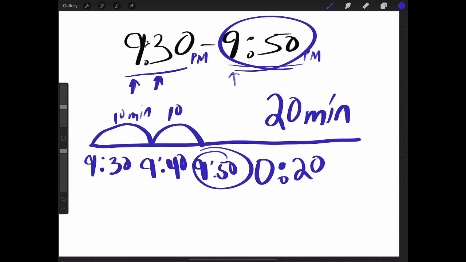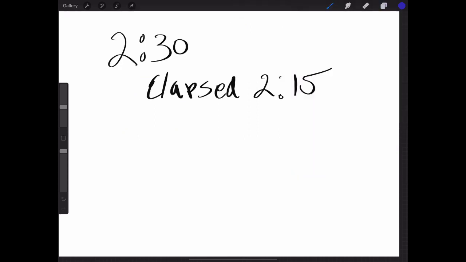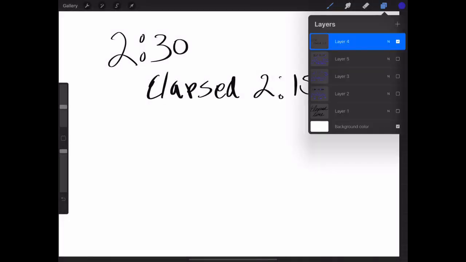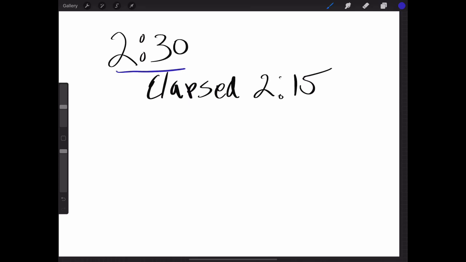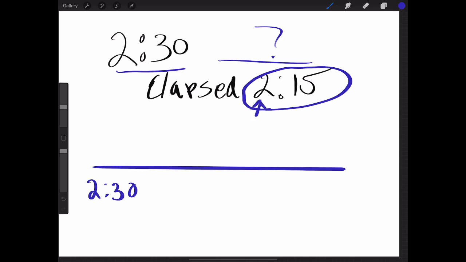So I know that was a little bit different than some of the other ones. Let's do one last one. This time it's going to be a little different. This time we're starting at 2:30. We don't know what time we're ending, but we know we have 2 hours and 15 minutes that have elapsed. So again, let's draw this on our number line. We start at 2:30, and we are going to go up by, let's start with 2 hours.